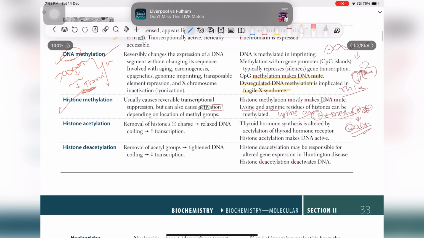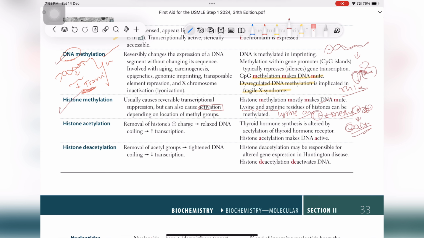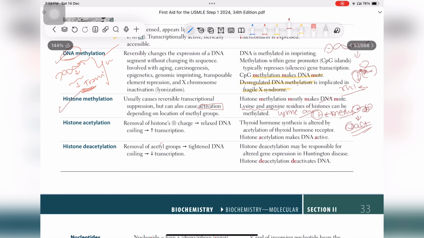This is what happens with histone acetylation. If you go to histone acetylation, removal of histone's positive charge relaxes DNA and increases transcription. Thyroid hormone synthesis is altered by acetylation of thyroid hormone receptor. Histone acetylation makes DNA active. What do you mean by this?